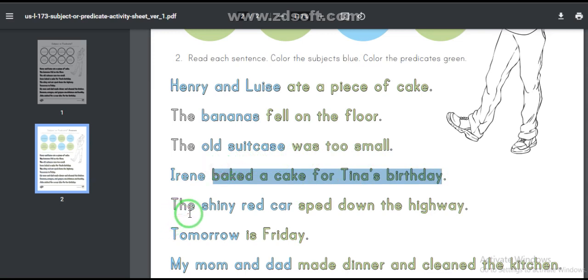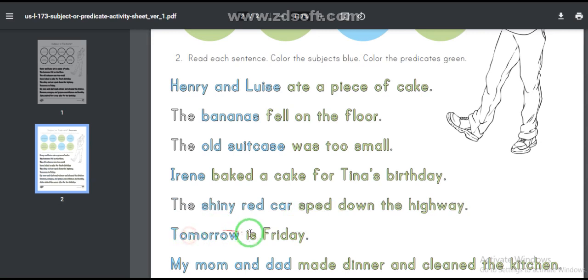The shiny red car sped down the highway. About what I'm talking here? I'm talking about the car only or the shiny red car? The shiny red car. All of this here is the complete subject. Bravo. Where's the complete predicate? The complete predicate is the action. What happened to the car? Sped down the highway. Bravo.